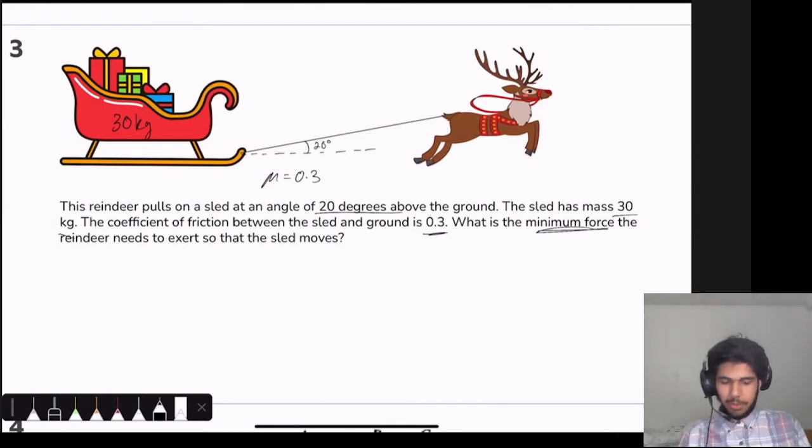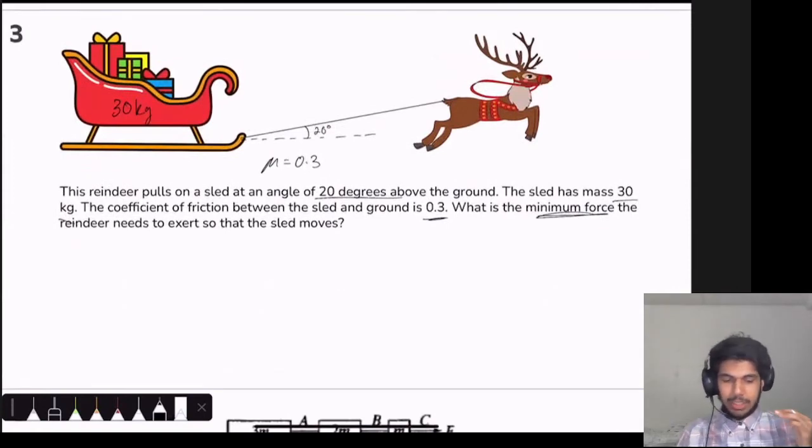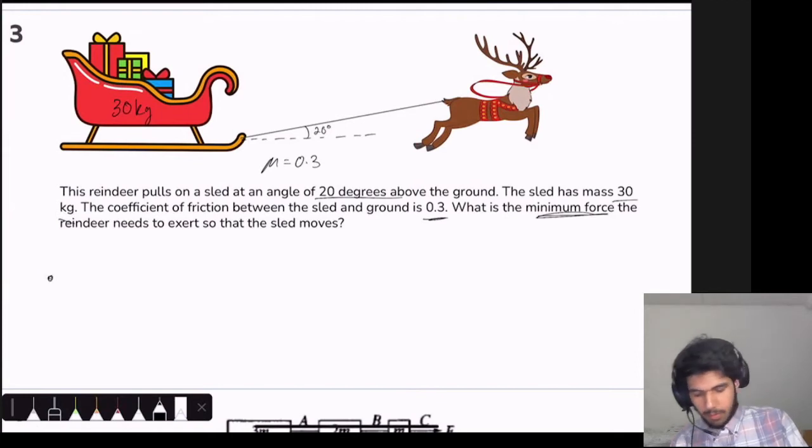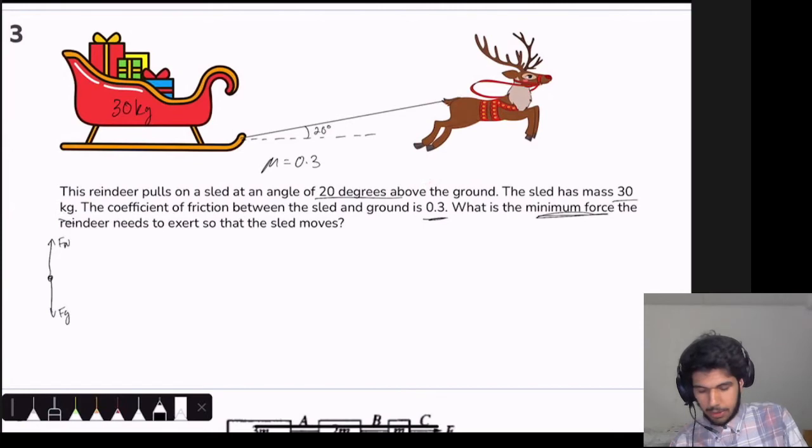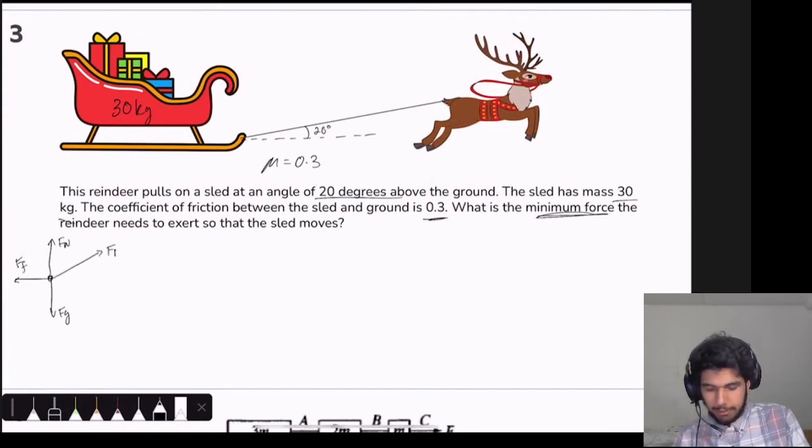Well, let's start how we always do, free body diagram. So let's look at the sled, because that seems the most important, right? We're given the coefficient of friction between the sled and the ground. The force is being applied to the sled by the reindeer. So that's our sled. It's a sled, so gravity points down. We're on a flat surface, so normal force points upwards. We're moving in this direction because that's where the reindeer is going. So friction points to the left because it opposes motion. And then the reindeer has this FR thing here.